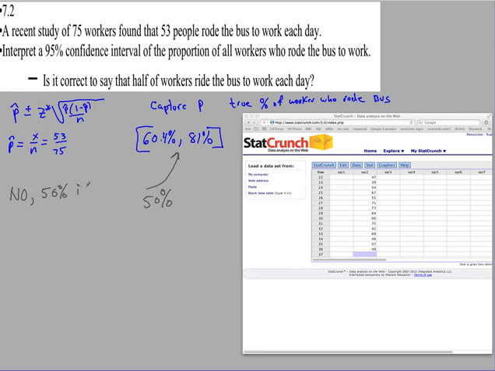50% is not in our interval. Okay, so you think more ride the bus or less ride the bus than 50%? And that would be more. Okay, it seems to me that more than 50%. 50% is not in our interval. Okay, that's 7.2. That's part of 7.2.